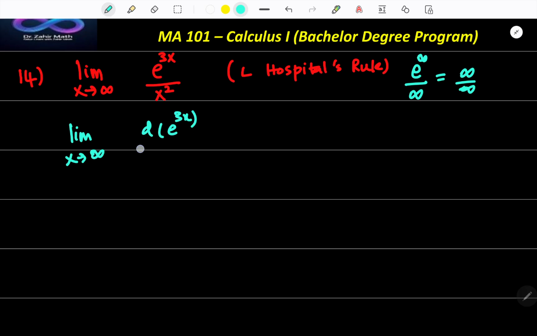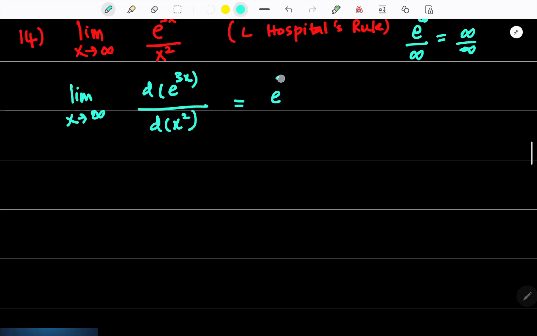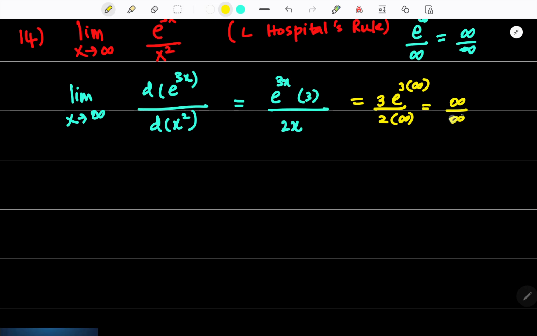Differentiate e power 3x by differentiate x square. So this equals e power 3x times 3, divided by 2x. Now you put x tends to infinity. What happens? When I put x tends to infinity, 3 times e power 3 into infinity divided by 2 into infinity. Again e power infinity is infinity by infinity.